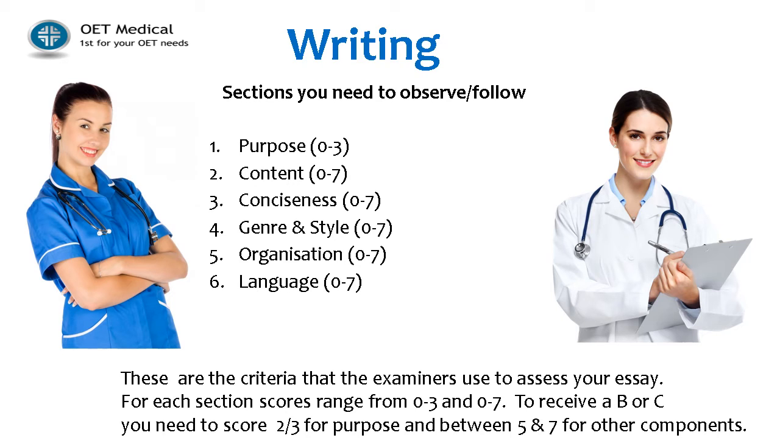Just some information here at the beginning. Those numbers you see to the right are the range of scoring that you can receive for each section. So these are the criteria that the examiners use to assess your essay. For each section, scores range from 0 to 3 for the first one, purpose, and the other ones are 0 to 7. To receive a B or C, you need to score at least 2 out of 3 for your purpose, and between 5 and 7 for your other components. So you need to get at least 2 out of 3 and 5 out of 7 for these.